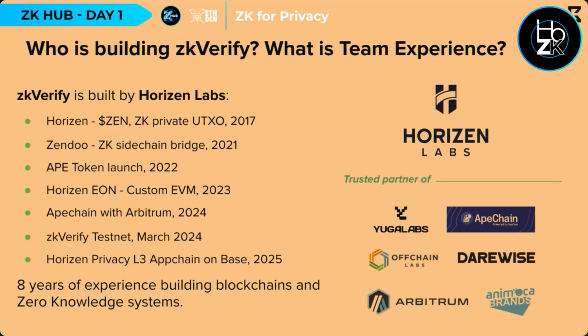During that time, we got involved and did the 8 token launch, which was really successful. And then our team built Horizon Eon, which is a custom Ethereum virtual machine. So right now, Horizon is 2 different blockchains. We did 8chain with Arbitrum last year. We launched zkVerify testnet last year.